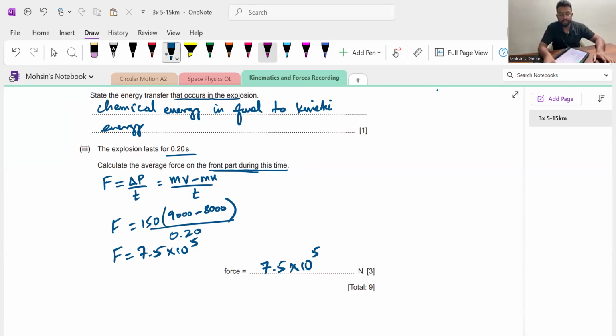So this is the final answer. For this, newton is the unit. So we have covered all the questions of dynamics and kinematics along with momentum from 2018 till 2024.